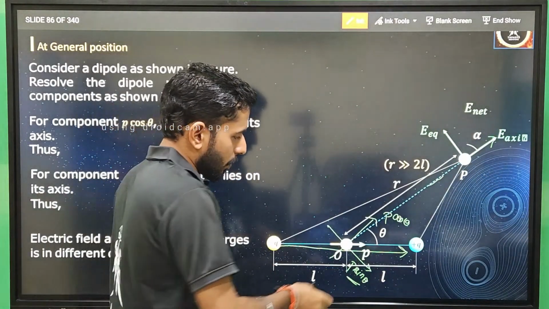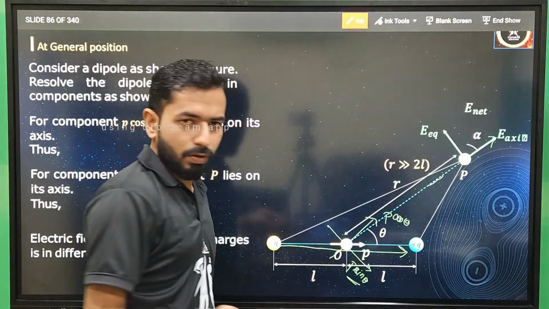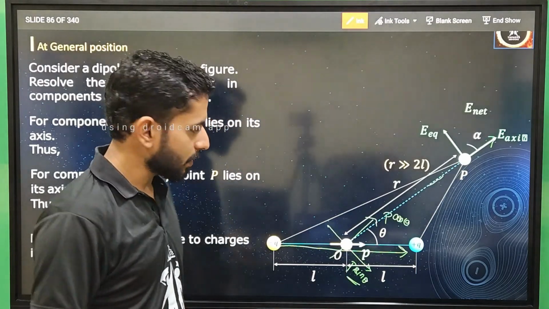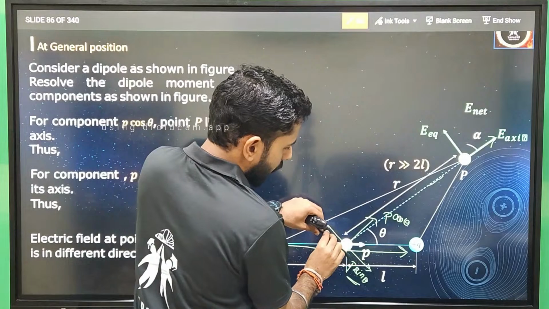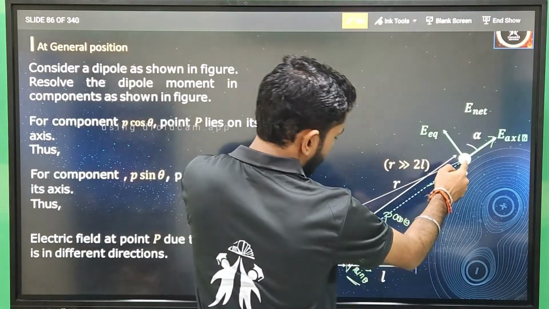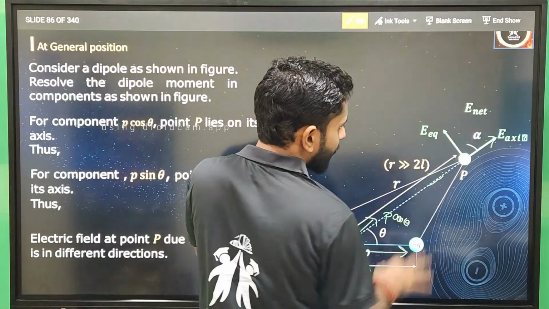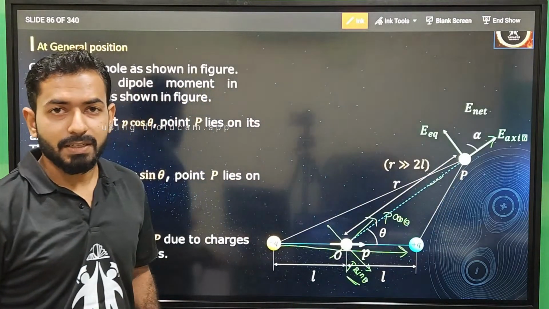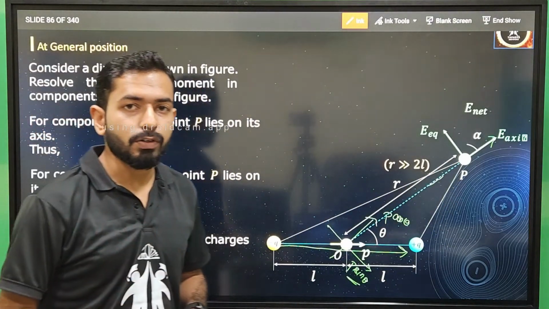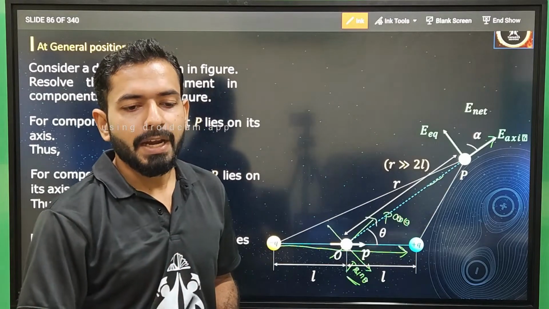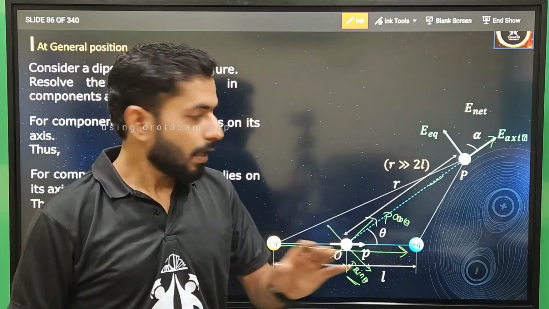Very good. Now, what about the second component? Because if I have solved for the two components, then I have got my result. This is P sin theta and this point is P. It is passing through the halfway point of this dipole. What kind of position can you say it is now? Can you say it is the equatorial position? And the direction for the equatorial position, just 2 minutes back I was telling you, what will be the direction?